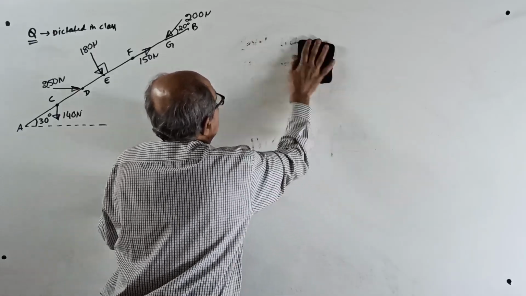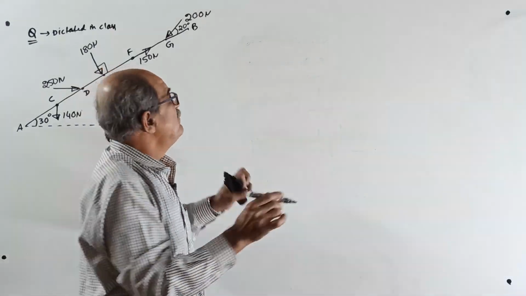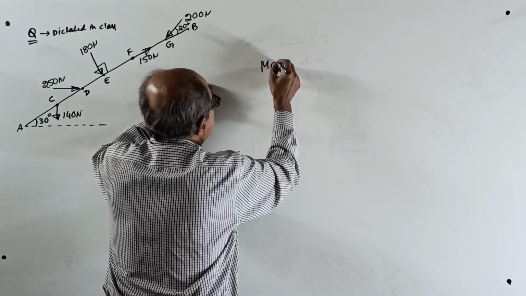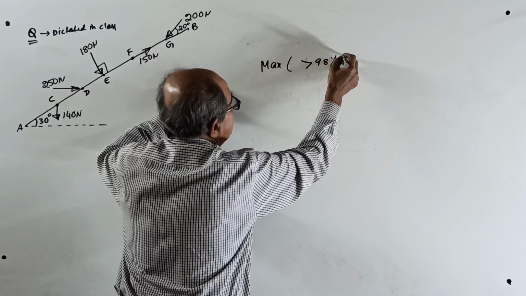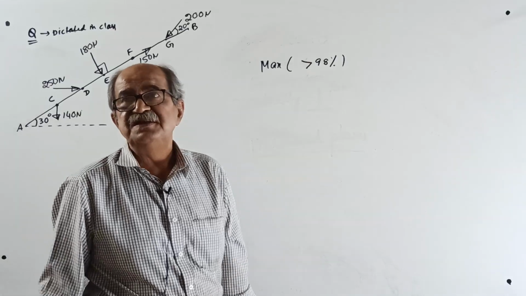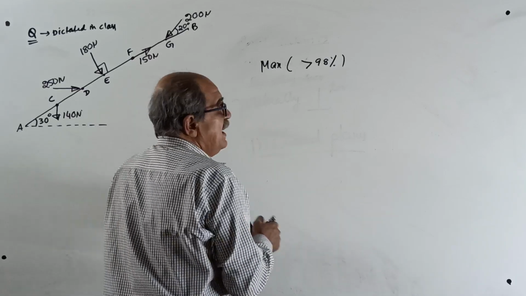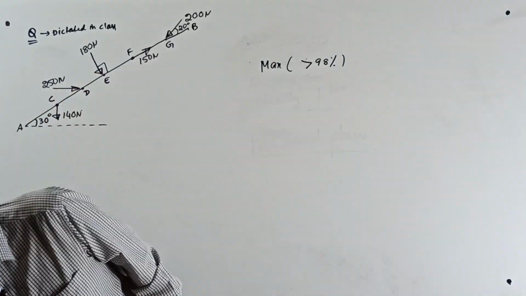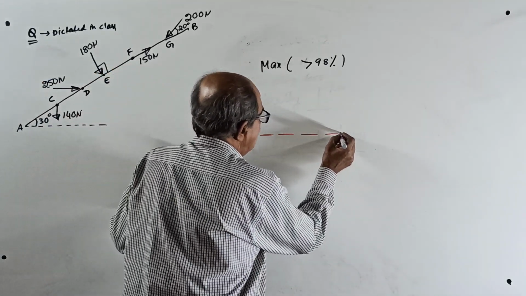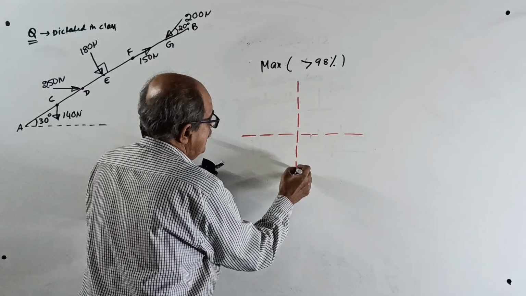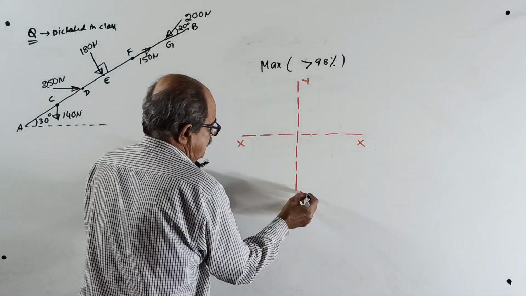First, I will tell what is going on. Maximum times, almost 98% of the times, in structural engineering, we want resolution in horizontal and vertical directions. I will use red color for that, only for today. Horizontal and vertical. I will call horizontal as XX, vertical as YY.